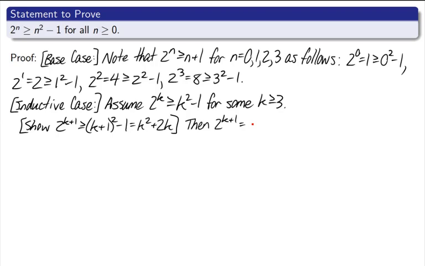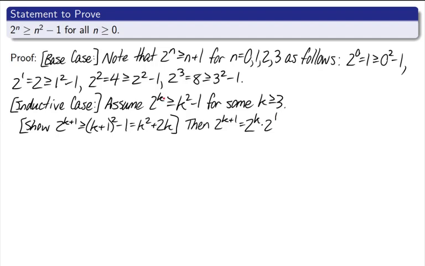So somehow I need to manipulate 2 to the k plus 1 here. But I know that 2 to the k has some information about it, so somehow I need to get a 2 to the k in the problem instead of a 2 to the k plus 1. Let's use the reverse of one of our exponent laws. I can change this to 2 to the k times 2 to the 1. Because again, when you multiply two exponential terms with the same base, you would add the exponents. Now I have 2 to the k.